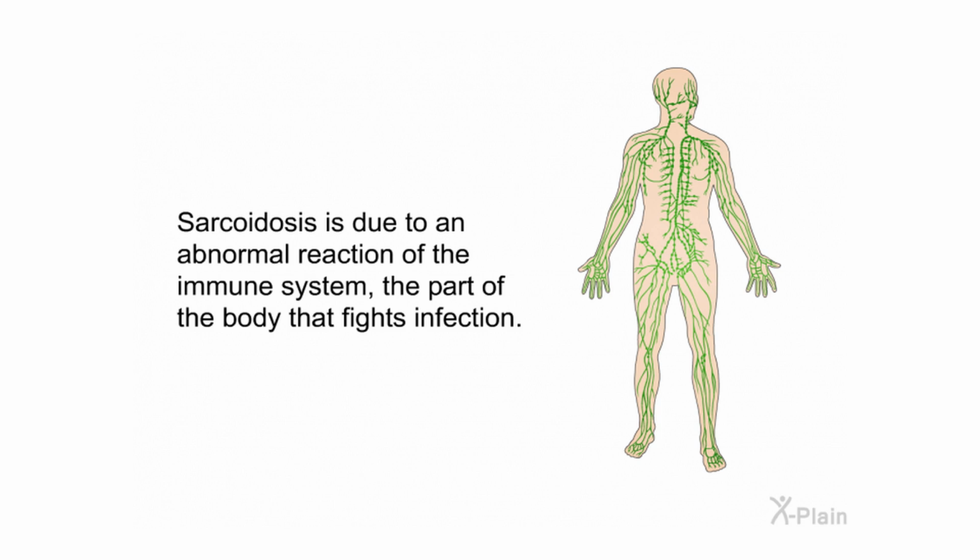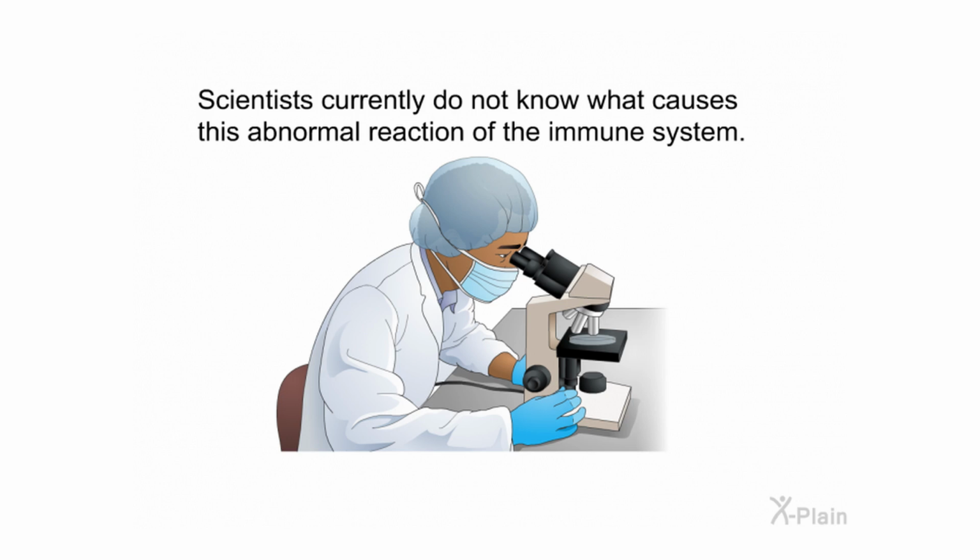Causes. Sarcoidosis is due to an abnormal reaction of the immune system, the part of the body that fights infection. Scientists currently do not know what causes this abnormal reaction of the immune system.